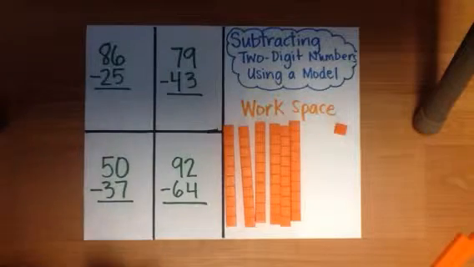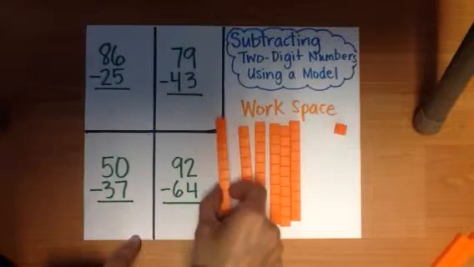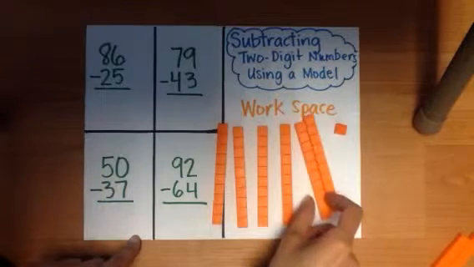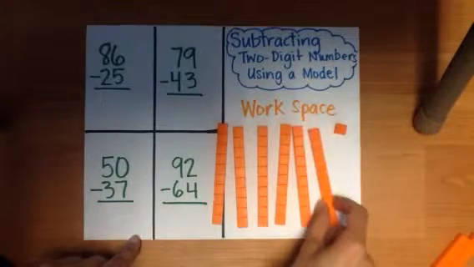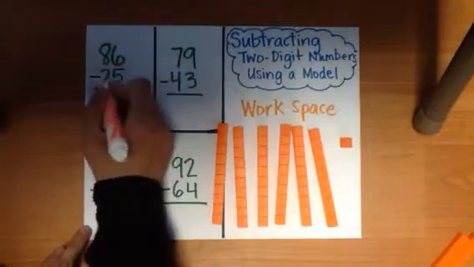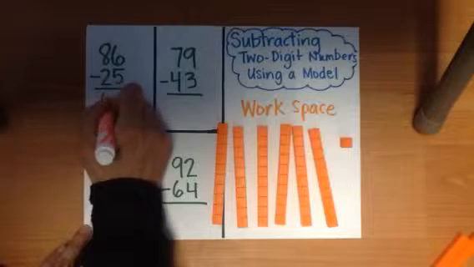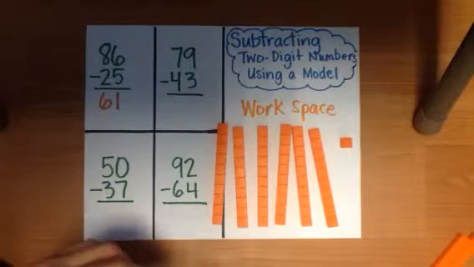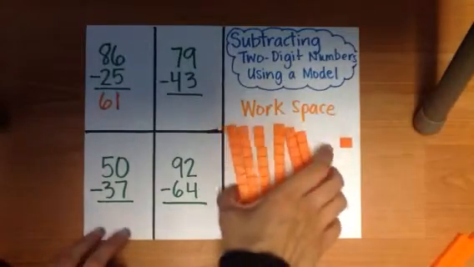And now we are going to count and see what's left. 10, 20, 30, 40, 50, 61. 61. So I'm going to write that answer. 86 minus 25 is 61. All right, let us clear our workspace for the next one.